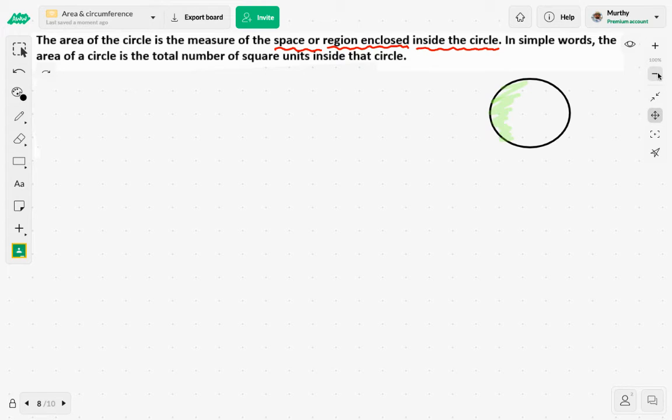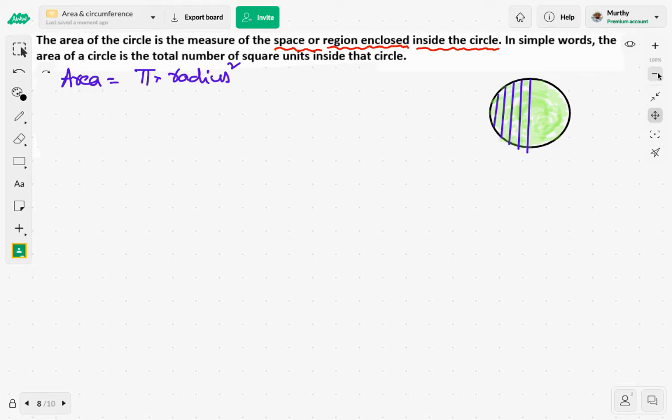In fact, you learned how to find the area of a circle, which formula, etc. I remember that the area equals pi times radius square. You know that when we talk about area, we measure the units in square units, like square centimeters, square meters, square inches, and so on.